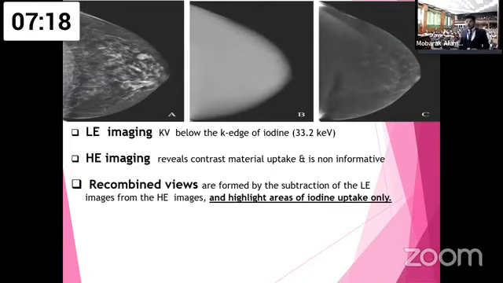And this is the recombined images. It forms a subtraction of the low from the high energy imaging and highlights areas of contrast uptake only.